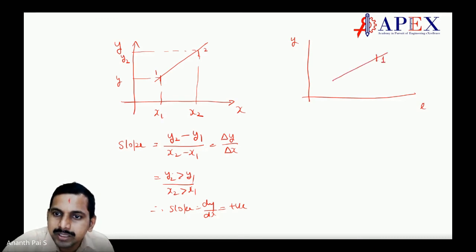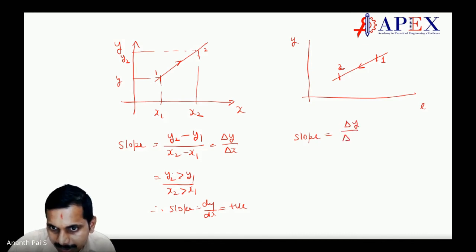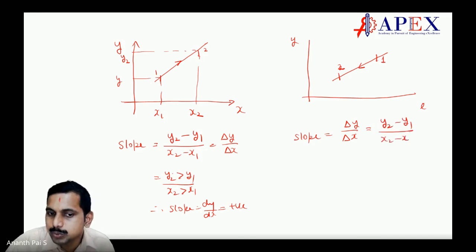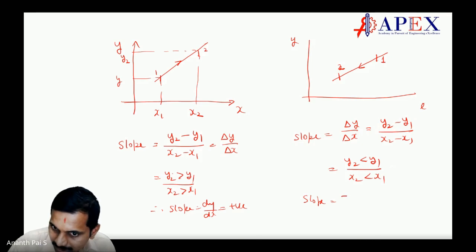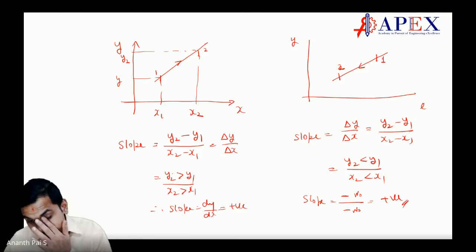Let us say this is 1, this is 2. Here we are going in this direction. Let us see what is the slope of this line. Slope is always delta y divided by delta x. Correct? What is delta y? Always y2 minus y1 divided by x2 minus x1. Now here y2 is less than y1, x2 is less than x1. That means y2 minus y1 is negative. So slope is minus of some number divided by minus of some number. That is positive. Correct. Makes sense.